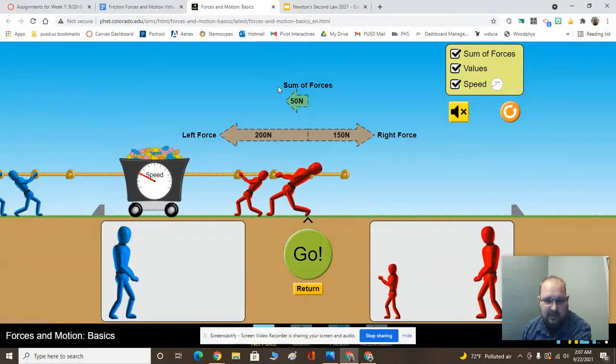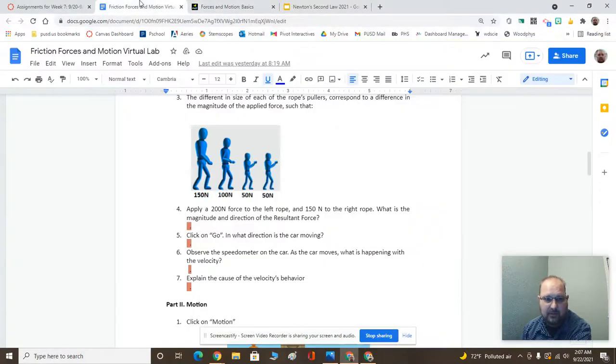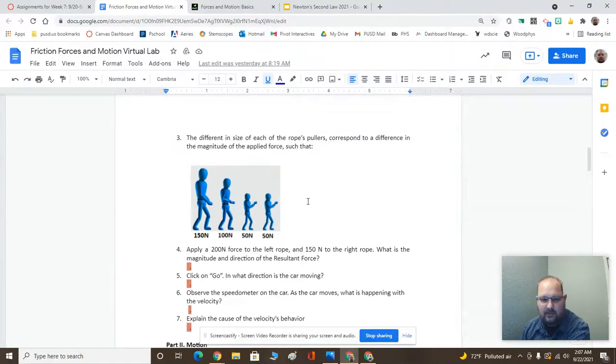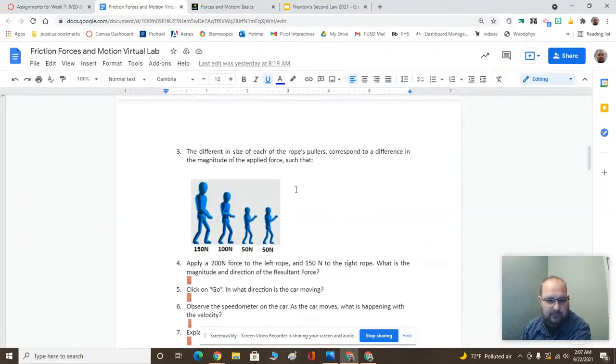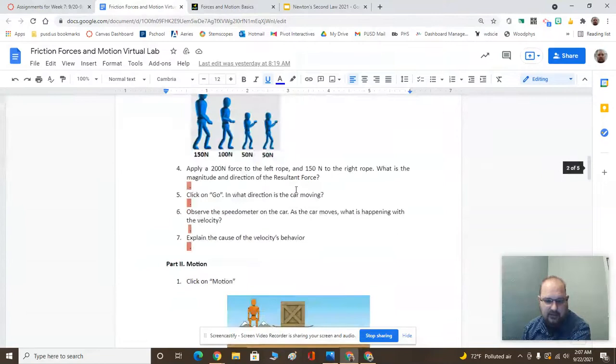And so we should see that because we have a net force, we have an acceleration in that direction, which is Newton's second law. Remember, this whole idea of what we're talking about is Newton's first, second, and third laws. We're going to get to third law later this week. So the second law is what applies here. If we look, we see that there is a change in velocity. It's accelerating. And to explain the cause of the velocity's behavior, we would use Newton's second law. If we apply a force, a mass will accelerate.